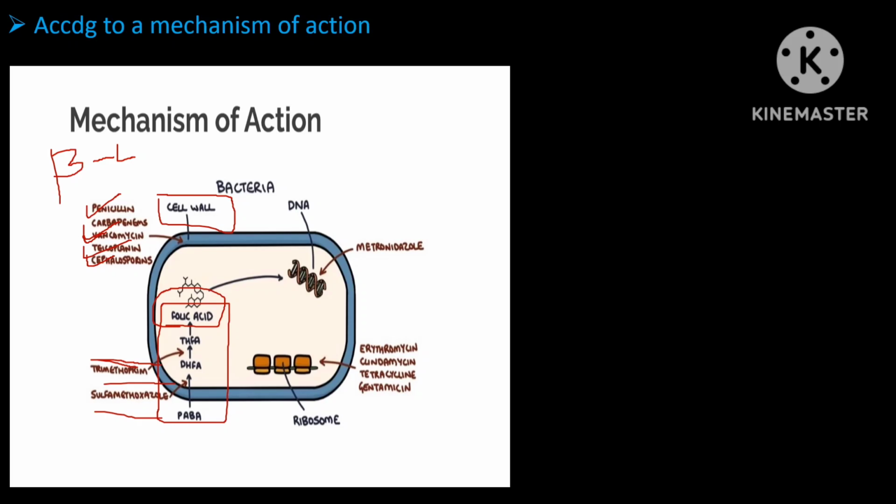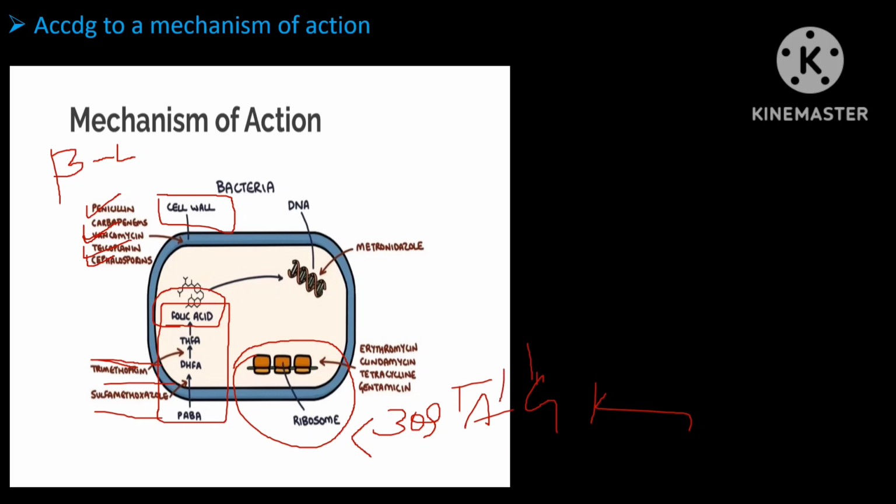Next, the antibiotics which inhibit protein synthesis. Here are the antibiotics which act on the 30S ribosome. The first is the tetracyclines, and the next is the aminoglycosides. Aminoglycosides include gentamicin, kanamycin, amikacin, and tobramycin, and tetracyclines include doxycycline and minocycline.